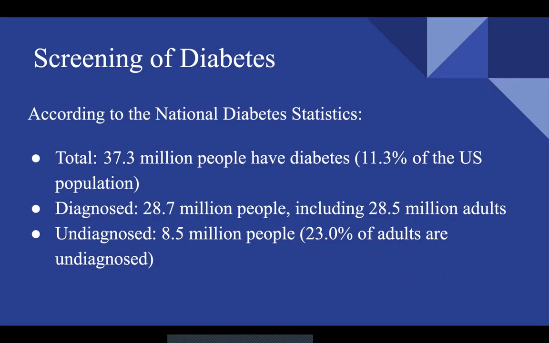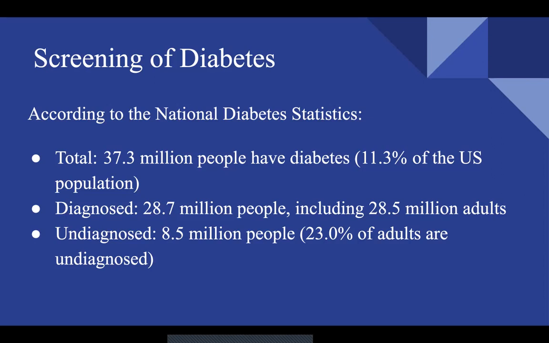Why is it important to screen for diabetes? According to National Diabetes Statistics, a total of 37.3 million people have diabetes, which is 11.3% of the US population. Among them, 28.7 million people are diagnosed with diabetes, whereas 8.5 million people have diabetes but are not diagnosed, which is 23% of adults that are not diagnosed.